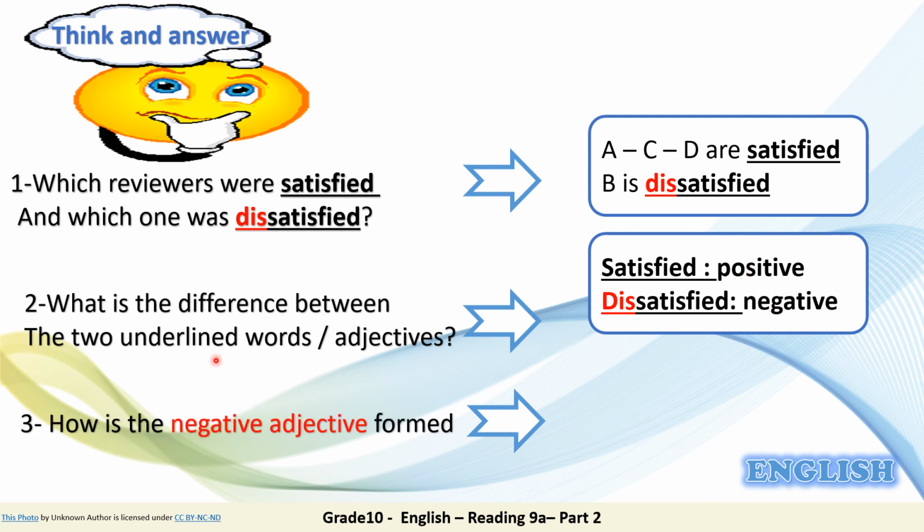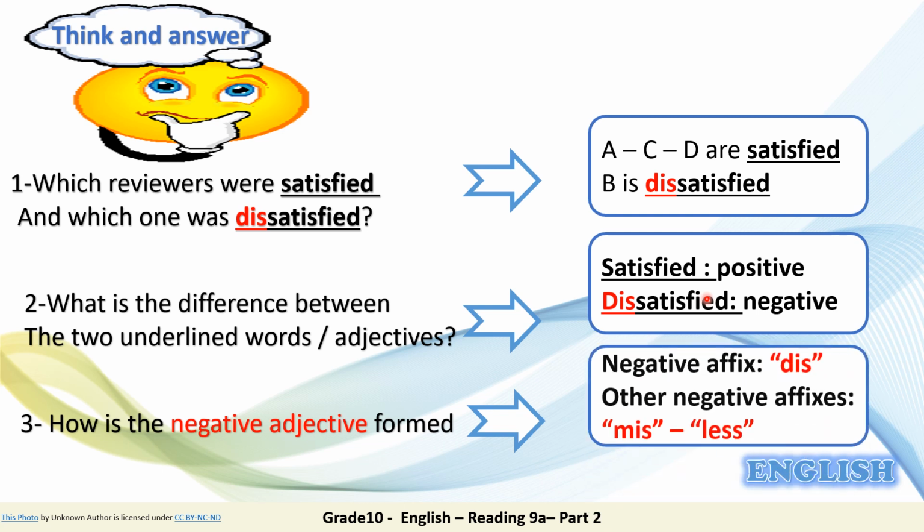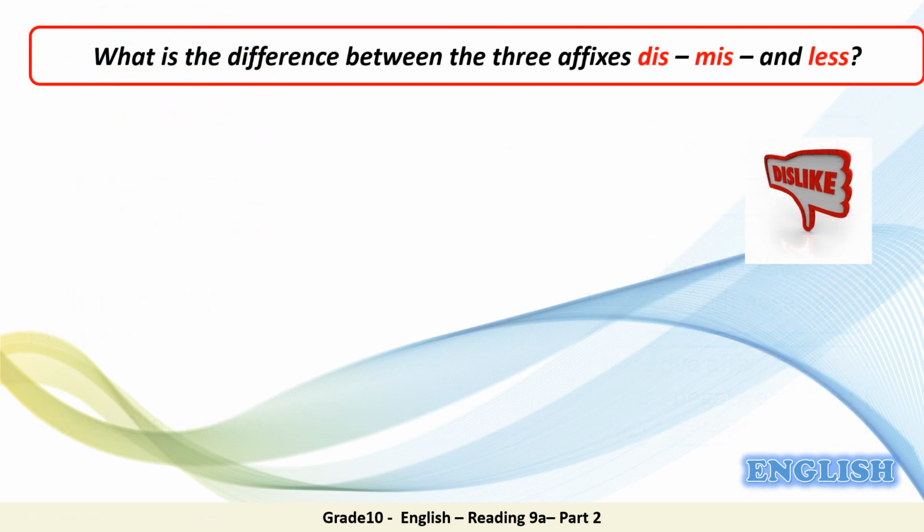The third question is, how is the negative adjective formed? The negative adjective dissatisfied. What do you notice? Very good. The negative affix dis was added to the positive adjective satisfied. So we form negative adjectives by adding negative prefixes. And we have other negative affixes like mis and less. What is the difference between the three negative affixes dis, mis, and less?